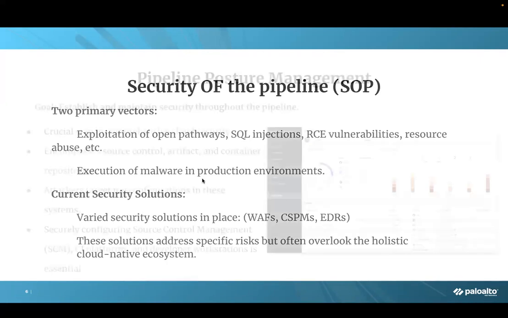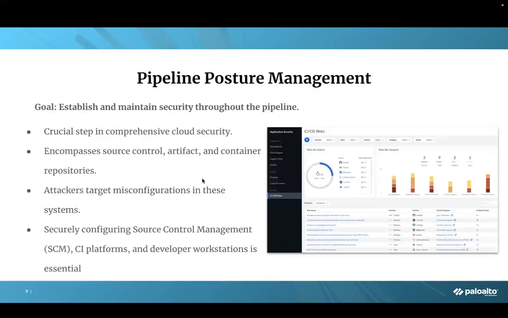So next is the pipeline posture management, right? The main goal is to establish and maintain security throughout the pipeline. We have a snapshot here, which I'm going to demo and show you in Prisma. Under application security, we have the CI/CD risk capability here, where we're going to see the risk by system, risk by category, and also the details of the risk here, right? We're going to show all this in the demo once the presentation is done. So that's the critical step which we're going to talk about here.